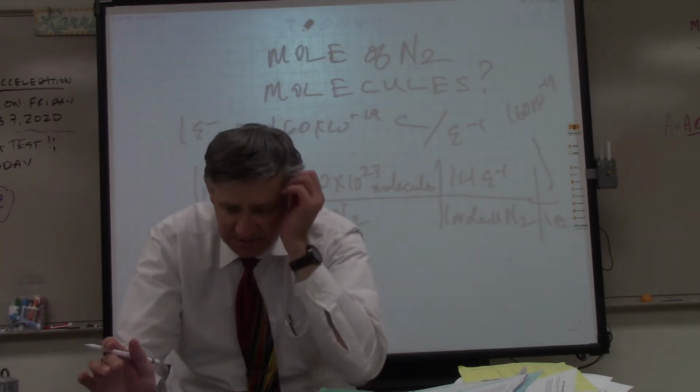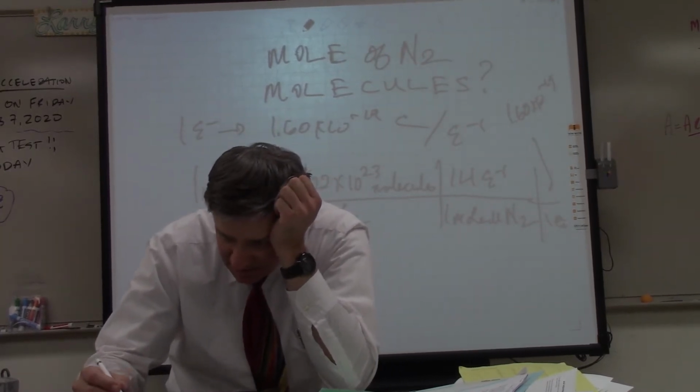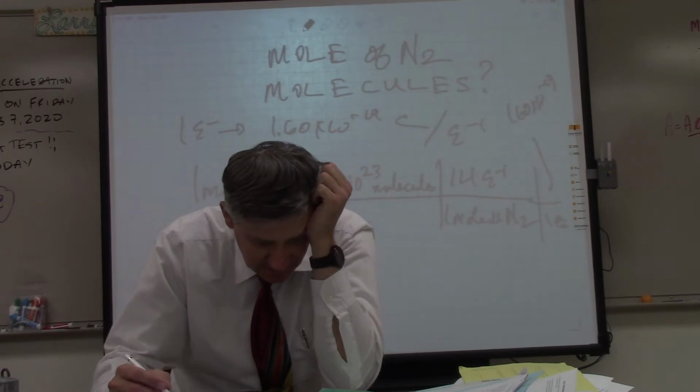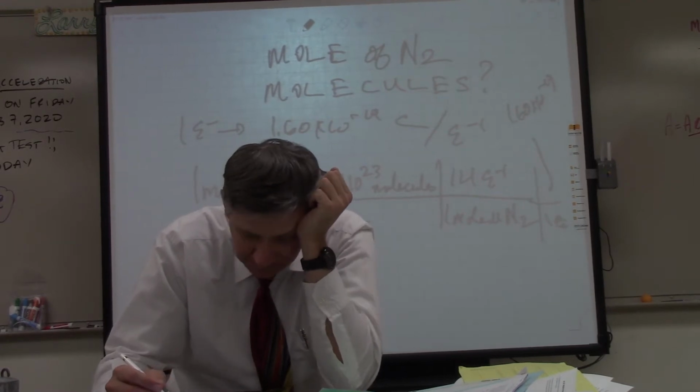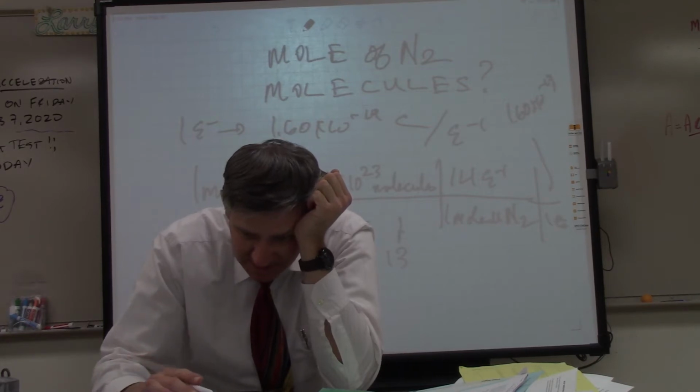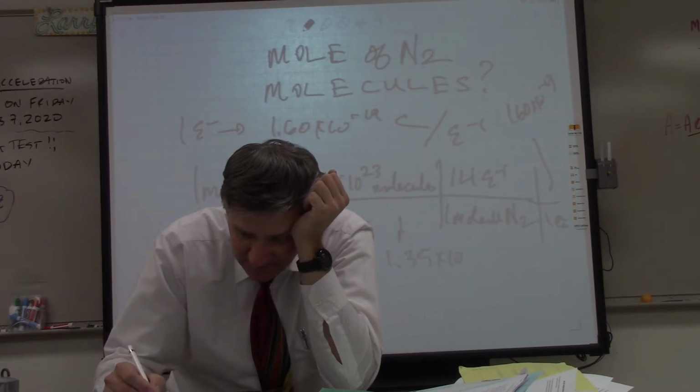So somebody do the math. Take 6.02 times 10 to the 23rd times 14 times 1.6 times 10 to the negative 19. That's 1,348,000. How about scientific notation? 1.35 times 10 to the 6 coulombs.